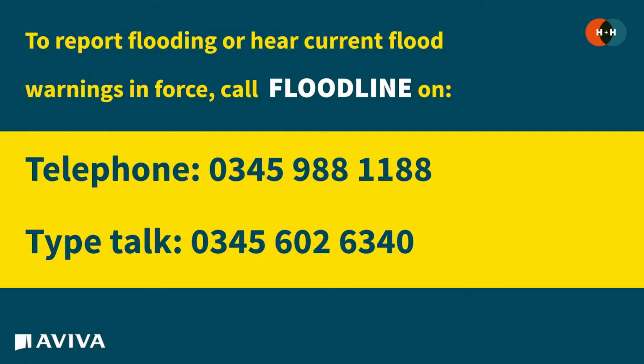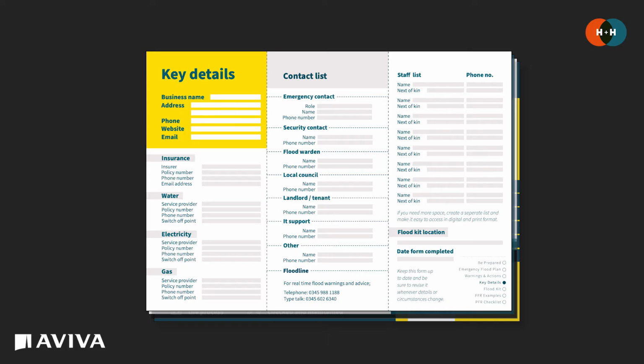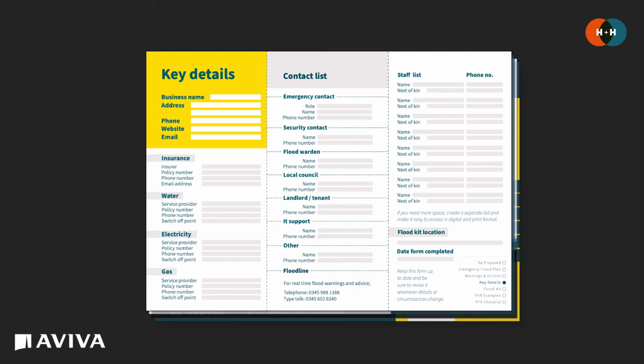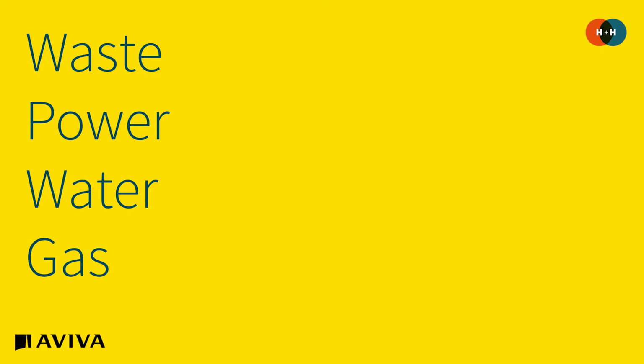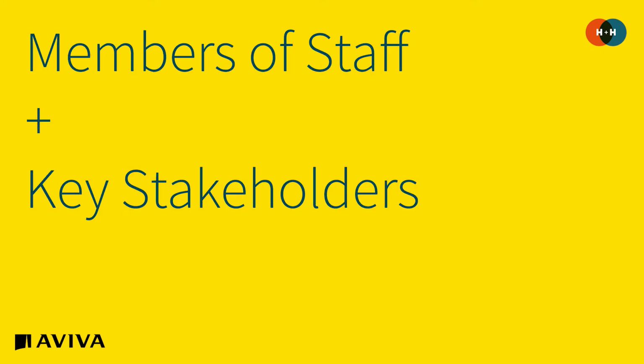And another way to stay informed of what flood warnings are in force for a given area, or to report back flood conditions that you've seen, is to register with or call Floodline at the number we've got shown here. Now on the next page in the flood plan, you'll see that we've got a template where you can fill in key details, because this information could be essential in helping you to contact people before, during, or after a flood event. And it can be really important in those moments to have things like key reference numbers and the contact details for different service providers, whether it's waste, power, water, gas, but also the details of your staff members and other key stakeholders.